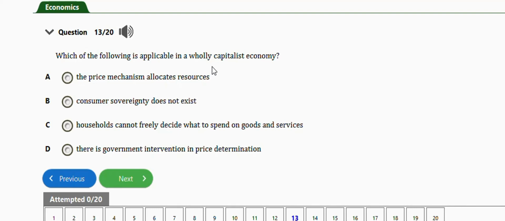The price mechanism allocates resources, consumer sovereignty does not exist, households cannot freely decide what to spend on goods and services, there is government intervention in price determination. The right answer is option A, which is the price mechanism allocates resources. Next question is this one.